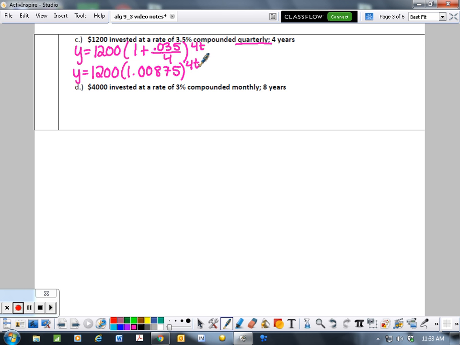And now I'm going to plug in those 4 years. So this is really y equals 1,200 times 1.00875 to the 4 times 4, 16th power. So I calculate 1.00875 to the 16th power, then I multiply that by 1,200, which now gives me $1,379.49.